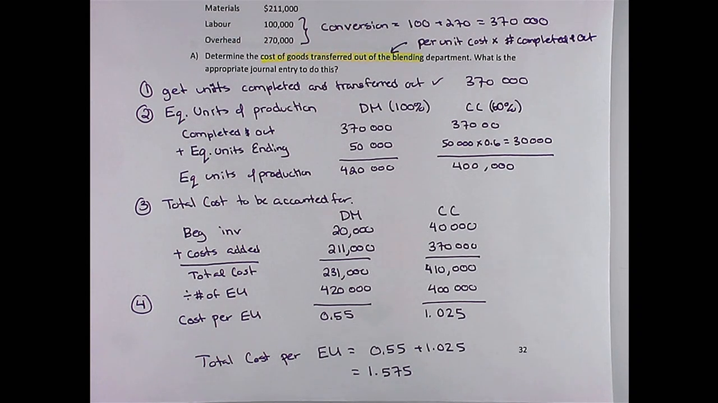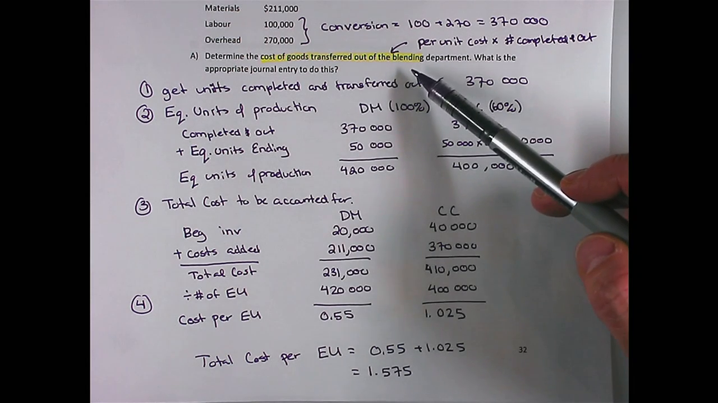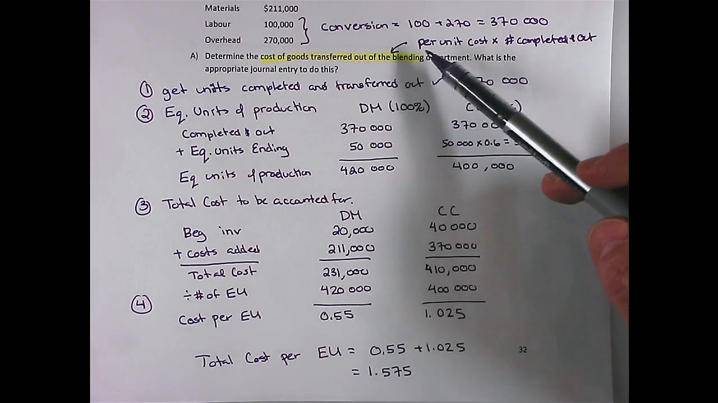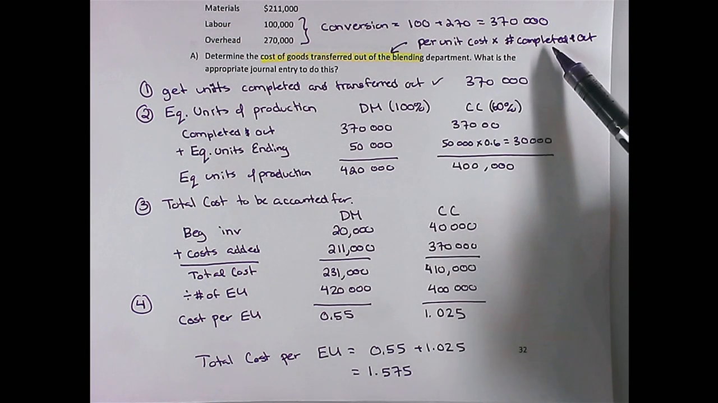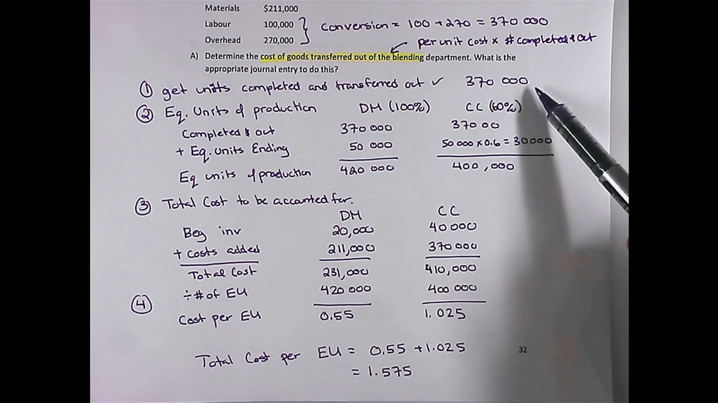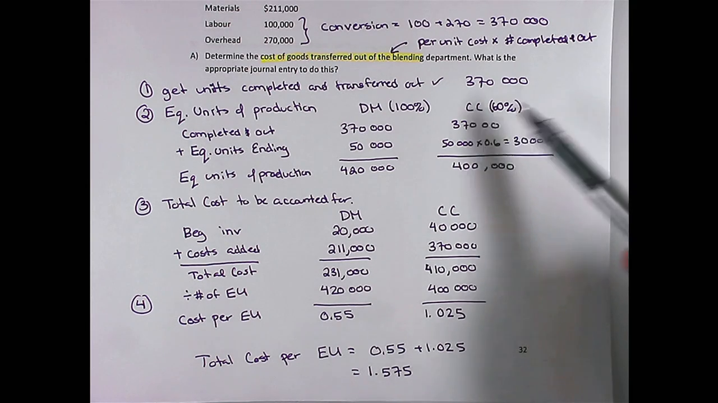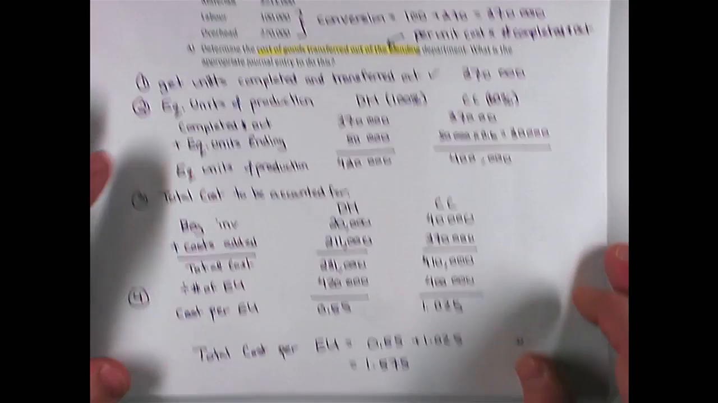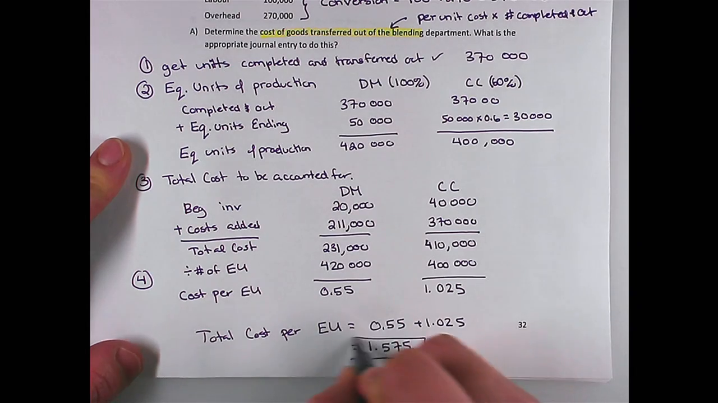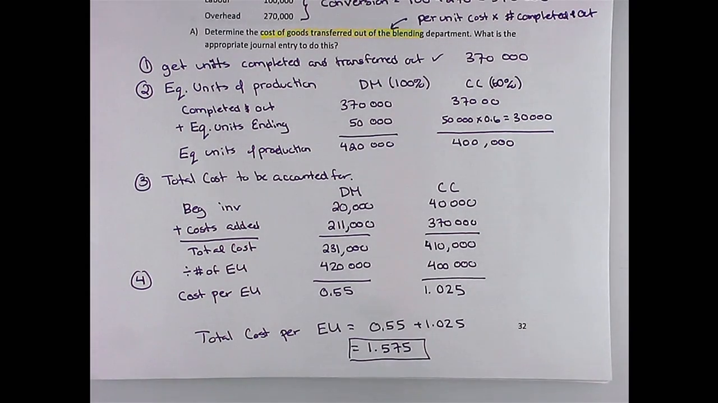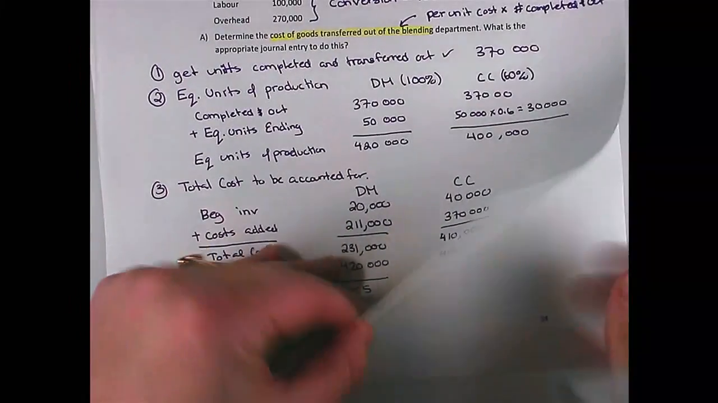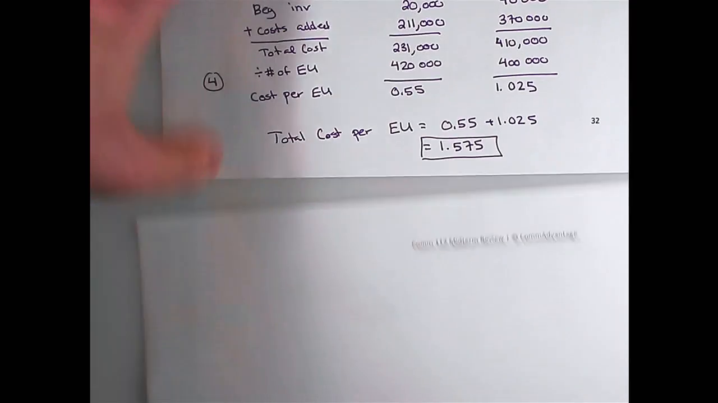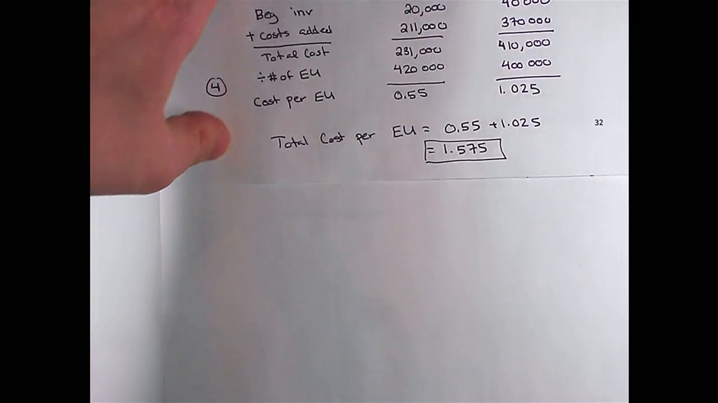We're not done yet. The goal here is to figure out the cost of goods transferred out. And the cost of goods transferred out is whatever our per unit cost is times the number completed and transferred out. We know the number completed and transferred out. It was 370. We've done all of this work because we needed to know that total cost per equivalent unit. Okay, that was the goal here. So on our next page there, I'm going to continue on with this.